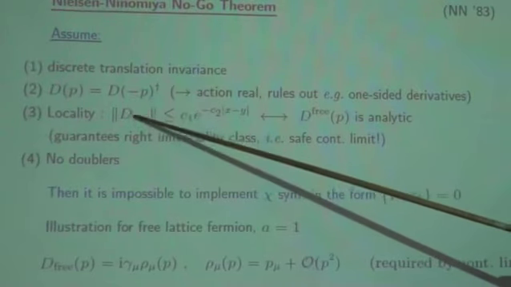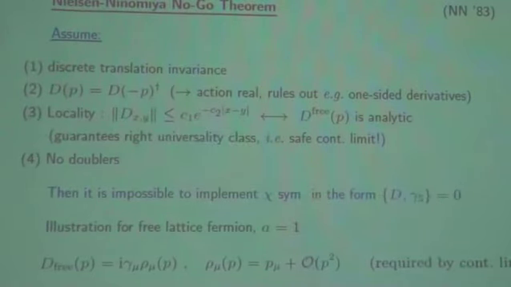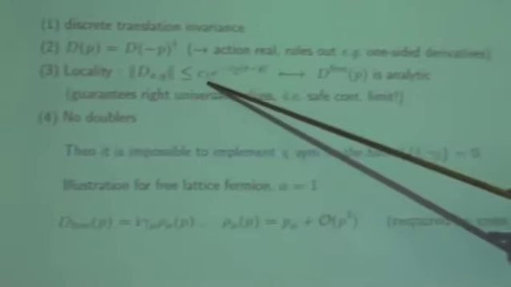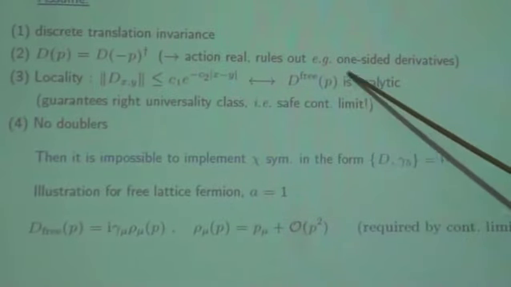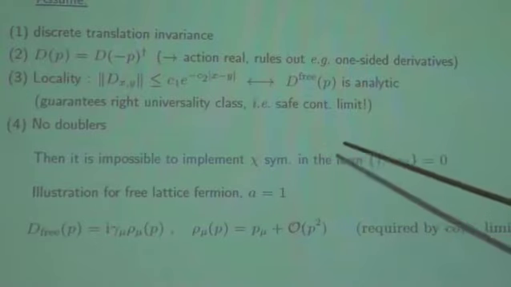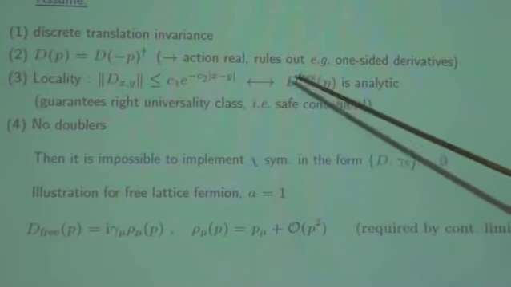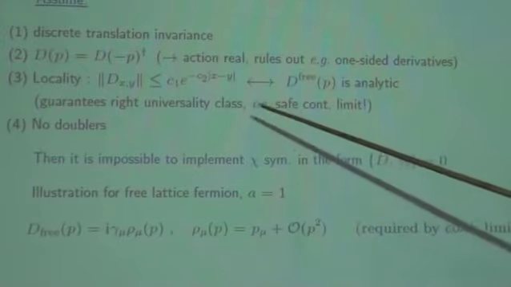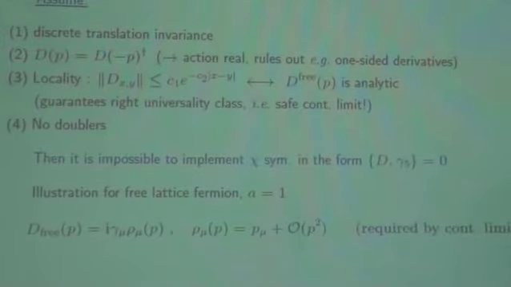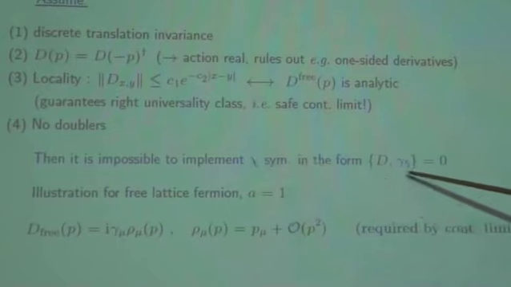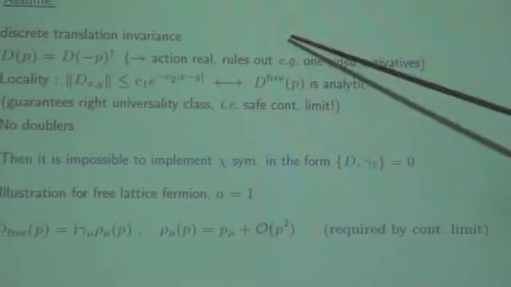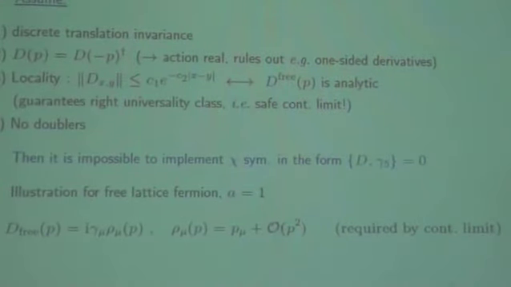So this usually drops to 0 at some distance. You can say, okay, we can extend it by long-range couplings, but they should decay at least exponentially. There are theoretical reasons to say that if you do that, meaning in momentum space you have an analytic function, then you are in the right universality class, that means you get the right continuum limit. So this is what is called locality. And if you also assume that there should be no doublers, then you cannot implement chiral symmetry in this way. You will not find any D which anti-commutes with gamma 5 and which fulfills these four obvious conditions.